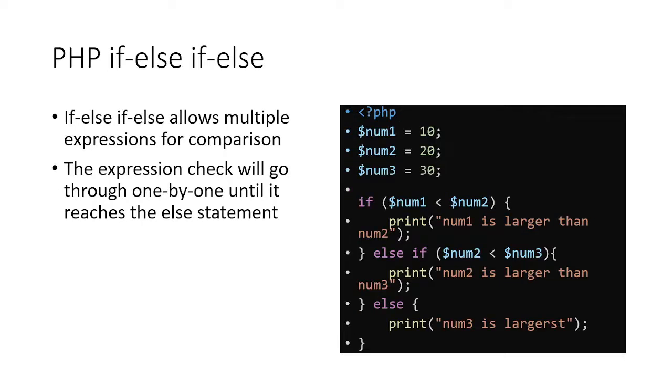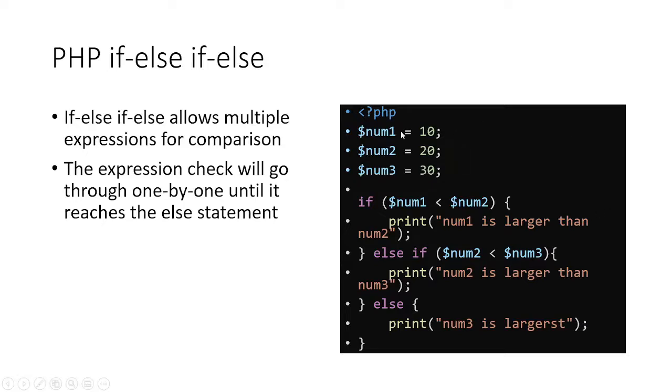Okay, next we have basically the last part of a simple introduction to PHP. So we have PHP if else if else. So if else allows multiple expressions for comparison. What it means by multiple expressions is that we can have more than a single check. We can have 2, we can have 3. The else if statement can be repeated multiple times. However, if and else can only occur once in a conditional check, but you can have multiple else if after that. Means it needs to have an if before you start with else.